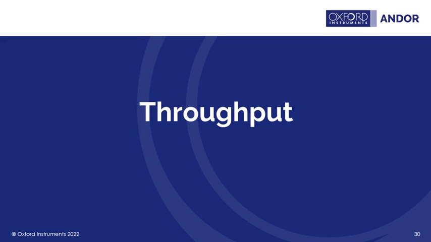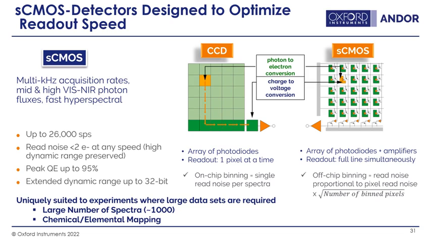The last topic we'll talk about today is how to optimize throughput in a spectroscopy experiment. Throughout this presentation, we've been talking about different sensor designs and architectures and how these different designs and architectures can help us with the three challenges in spectroscopy that we initially identified. Here, we'll see how the CMOS sensor design can be used to maximize throughput in a spectroscopy experiment.